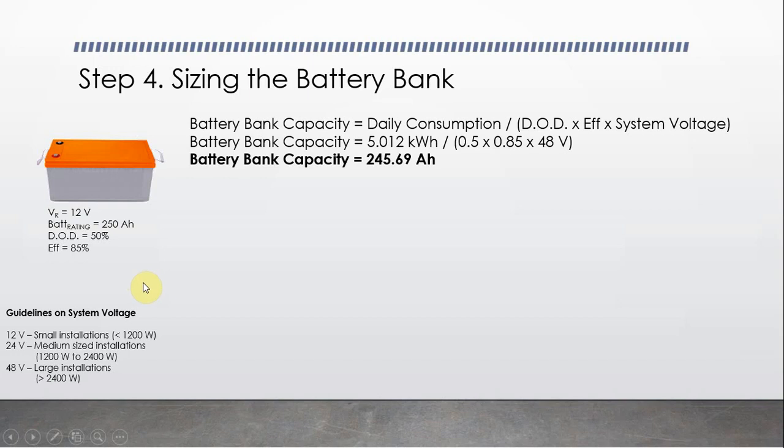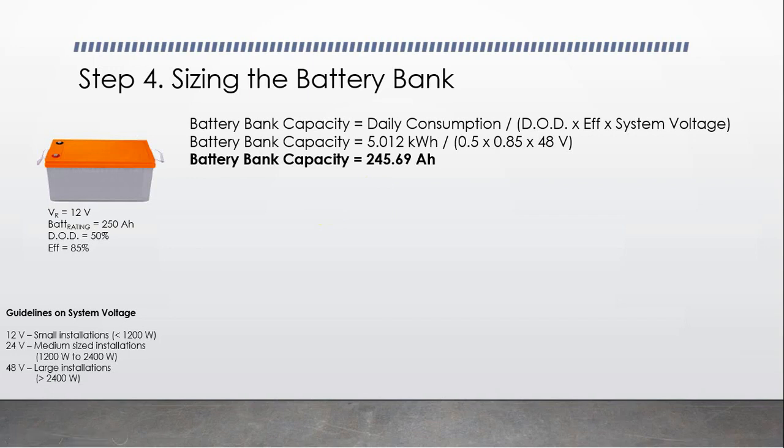So to compute the battery bank capacity that is required, we divide the daily consumption, which is 5 kilowatts, by the product of the DOD, 0.5, times efficiency, 0.85, and times 48 volts for our system voltage. So our battery bank capacity would be 245.69 ampere hours. This is our computed required battery bank capacity.